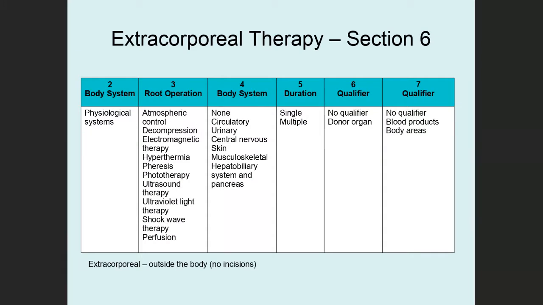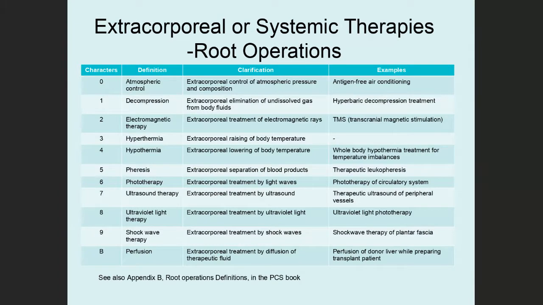A related section is extracorporeal therapy. This section begins with a 6. Note that the 6th and 7th values are both named qualifier. The body system is always physiological systems. The duration is either single or multiple. So here are the root operations for extracorporeal or systemic therapies.